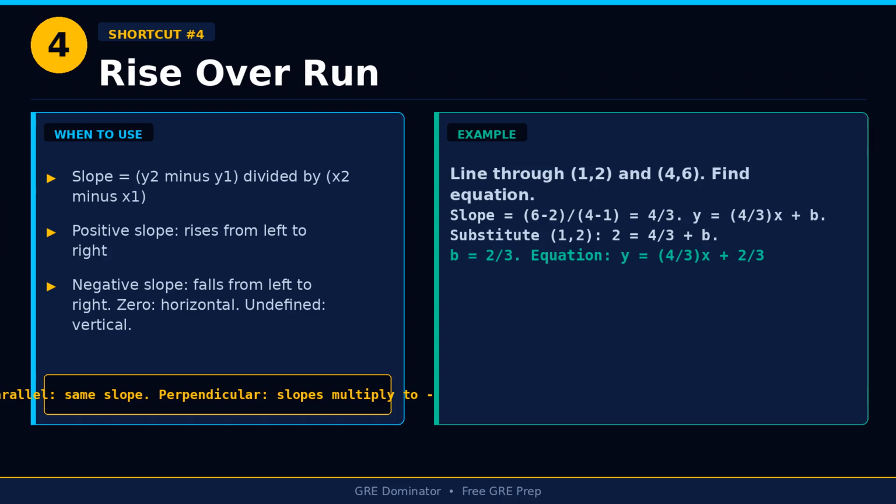Slope is rise over run. For 2 points (x1, y1) and (x2, y2), slope equals (y2 minus y1) divided by (x2 minus x1). Positive slope, line rises from left to right. Negative slope, line falls. Zero slope, horizontal line where y is constant. Undefined slope, vertical line where x is constant and the denominator of the slope formula is 0. These slope directions are tested in qualitative questions asking about the sign or magnitude of a slope.